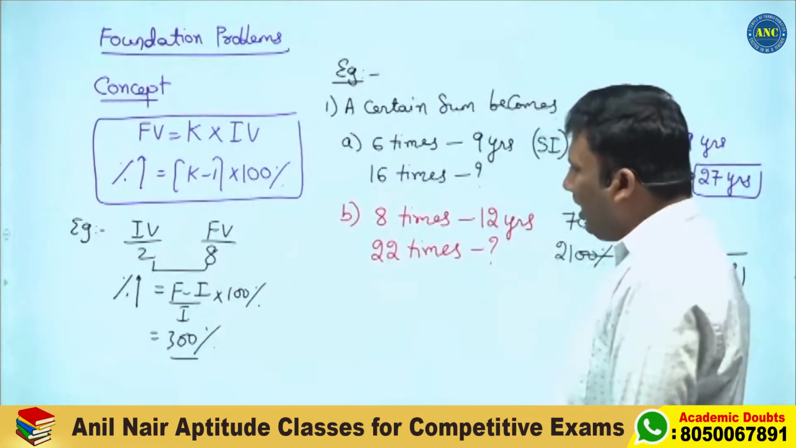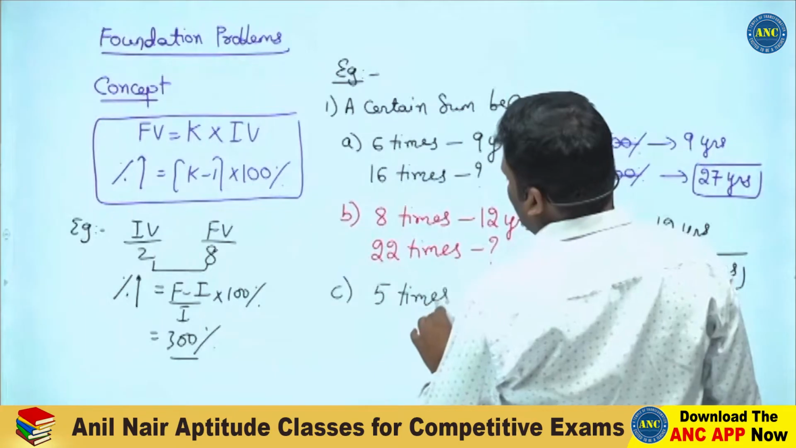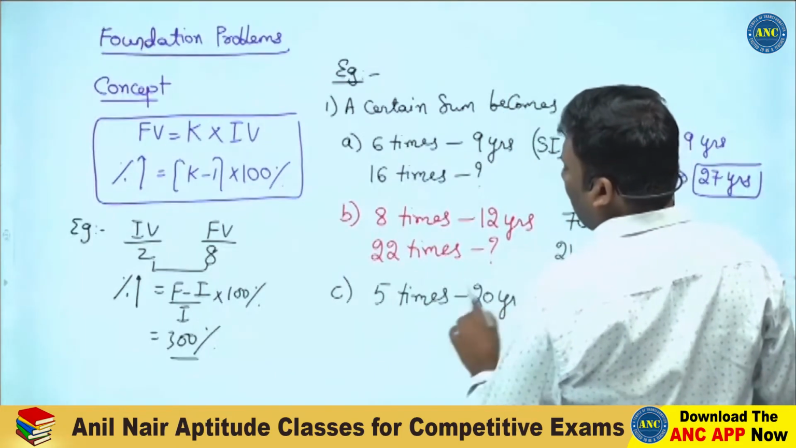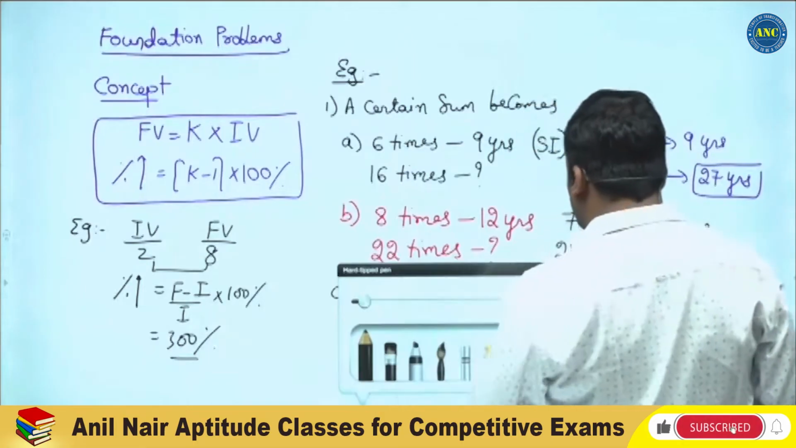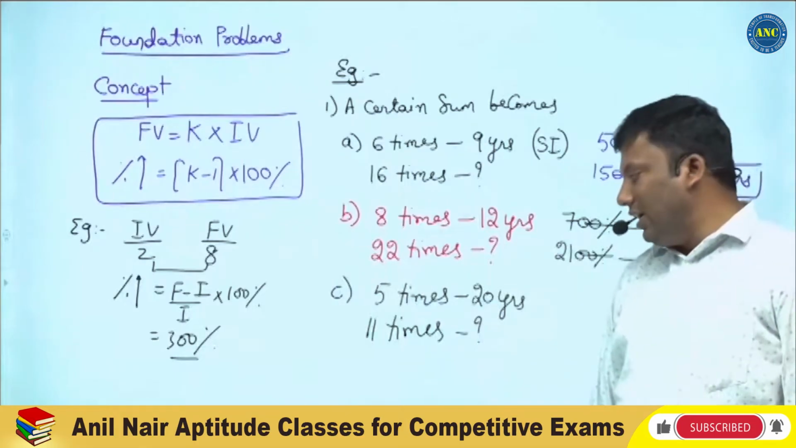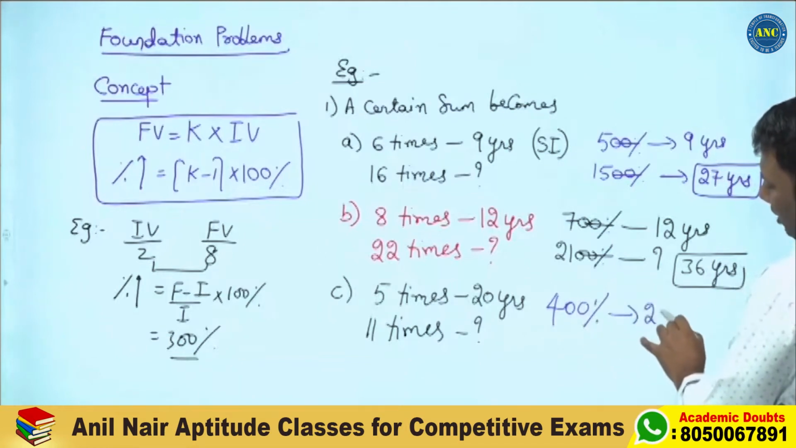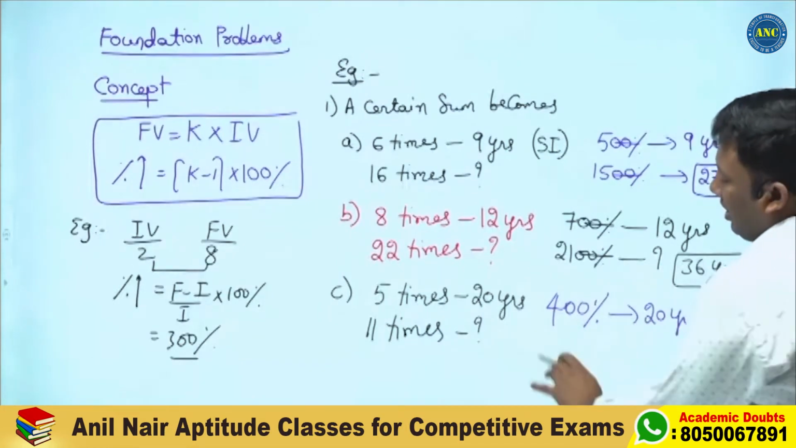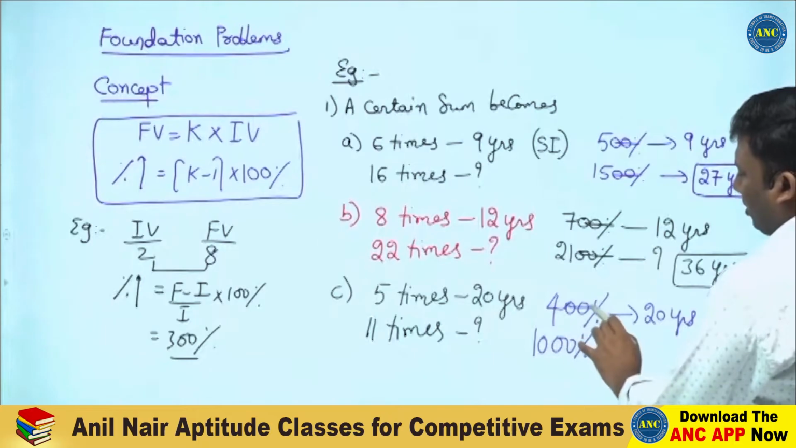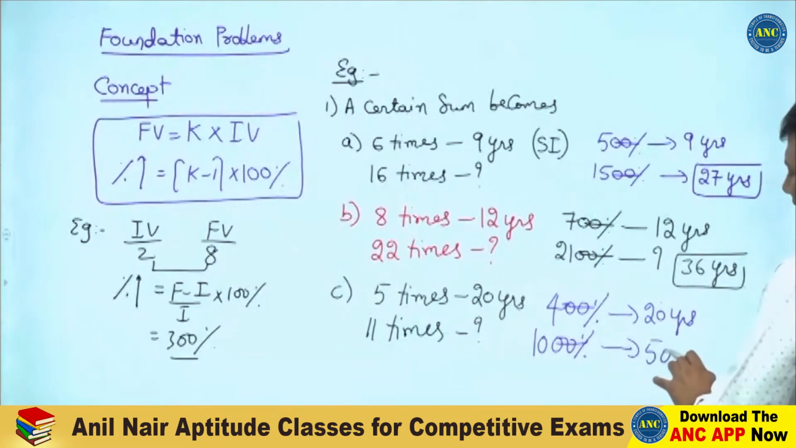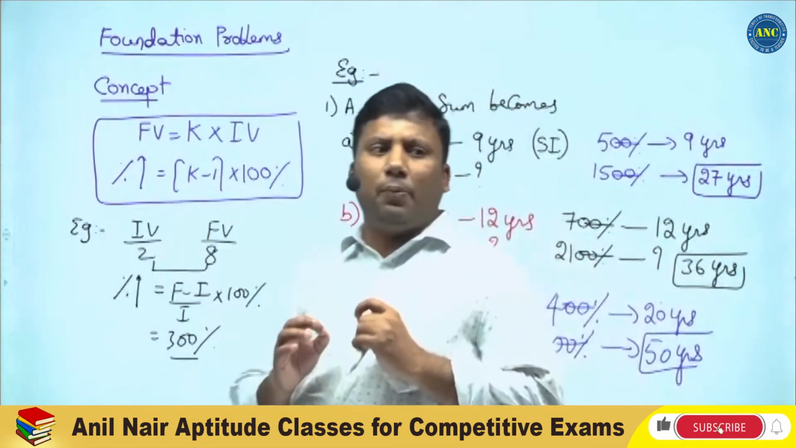Are you all with me? Very, very easy question. 5 times in 20 years. 11 times in how many years? All are basic foundation level questions. 5 times means 400 percentage in 20 years. 11 times means 11 minus 1, 10, into 100 percentage. How many years? 4 5s are 20, 10 5s are 50. It will take 50 years.